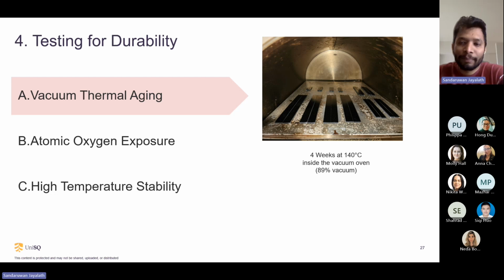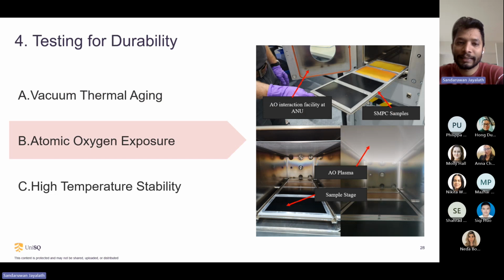Okay, so we kept it for 4 weeks there, and I will present you the result in the next few slides. Now, also we did atomic oxygen exposure test in atomic oxygen interaction facility at ANU in Canberra, and we did it for two types of shape memory polymer composites, one with graphene nanoplatelets, the other one without the graphene nanoplatelets, and see whether there's any difference.